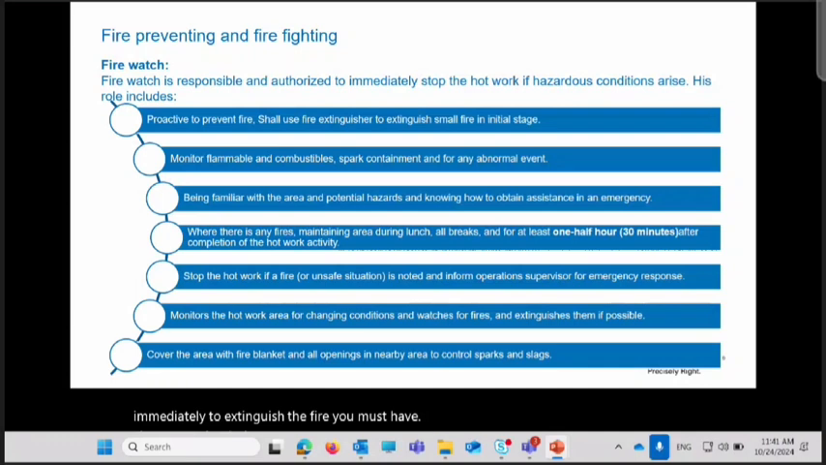If there is any hot work, you must have a hot work permit. You must have arrangements: fire blanket, fire extinguisher, fire hydrant, fire walls. You must arrange all flammable and combustible material away from the hot work area so that the chance of fire can be minimized.